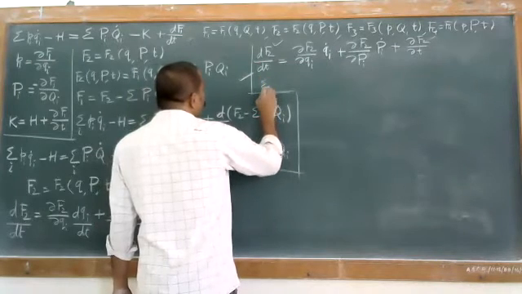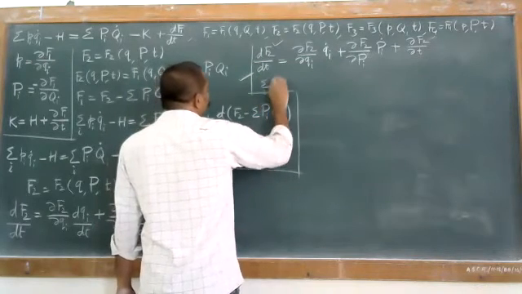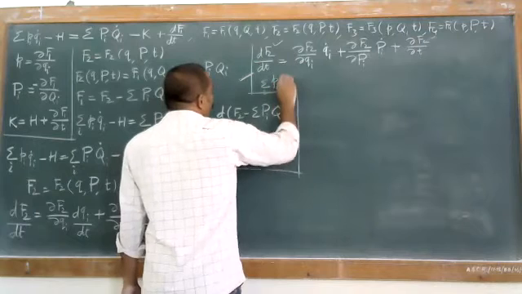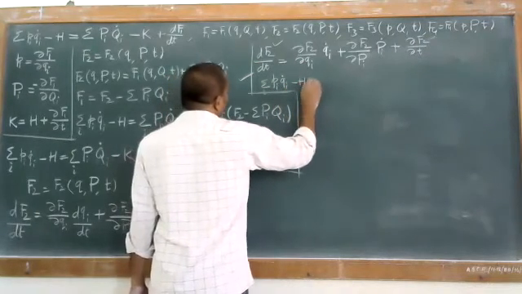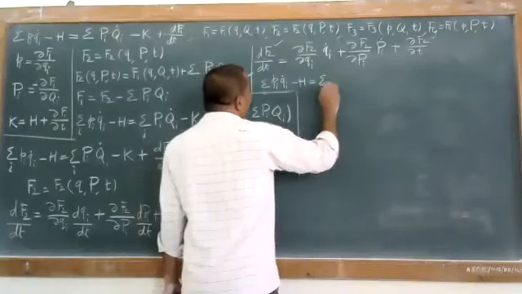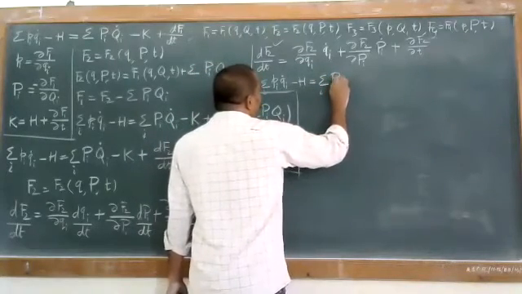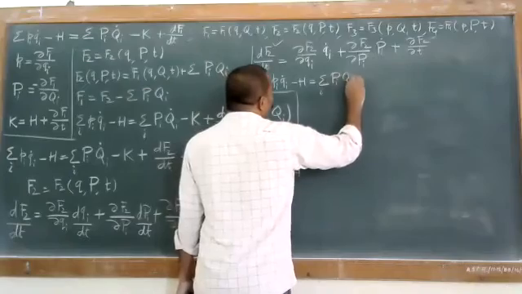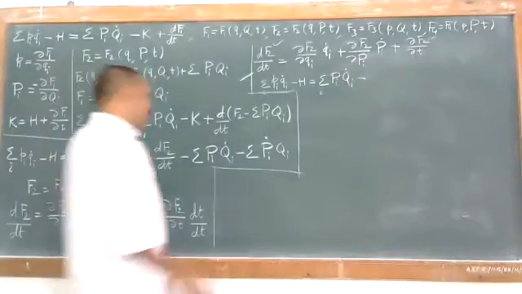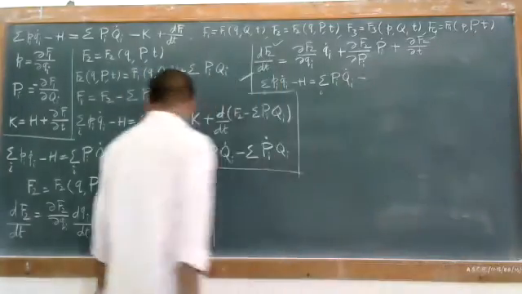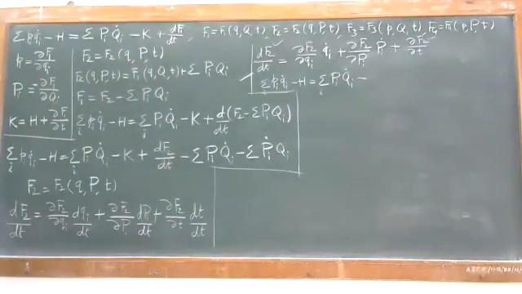That is summation over i of this small p_i into this q_i dot, minus H, which is equal to summation over i of capital P_i into Q_i dot, minus this K.